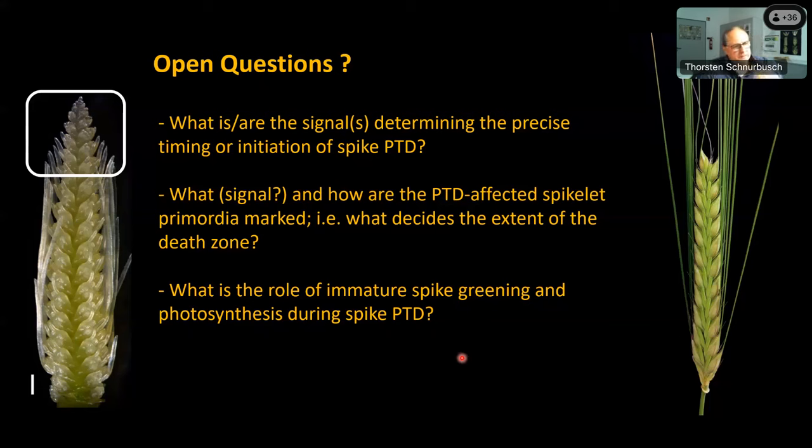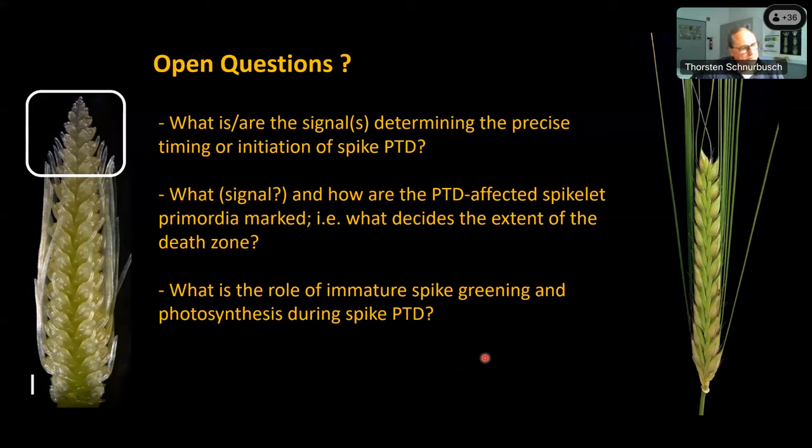If you compare this with leaf senescence, normally a leaf senesces from the tip to the base, so completely. But here in the spike, it's not. It is genotype dependent, it stops at a certain point, and we have no idea why it stops at that particular point under these conditions. Another interesting question is, what is the role of immature spike greening and perhaps photosynthesis during spike PTD?